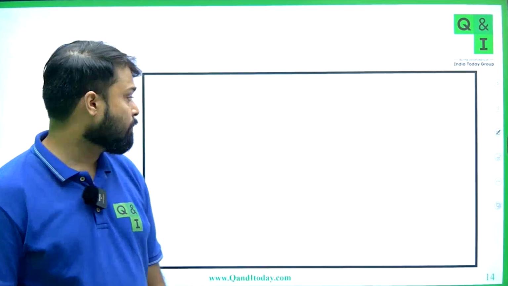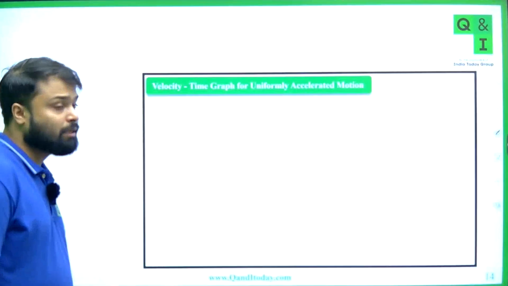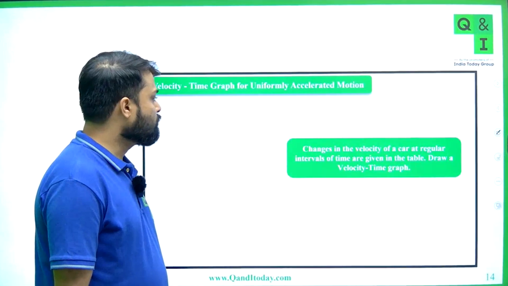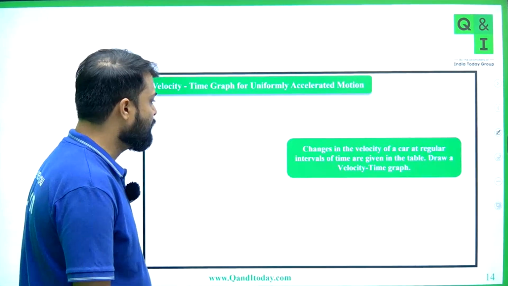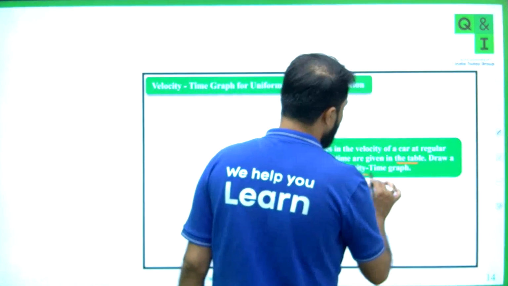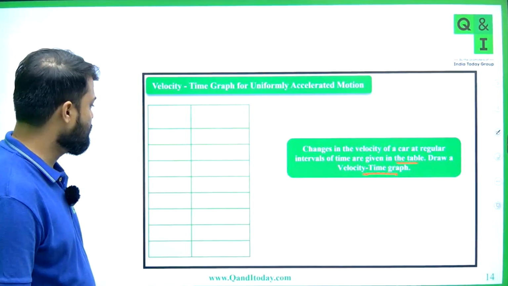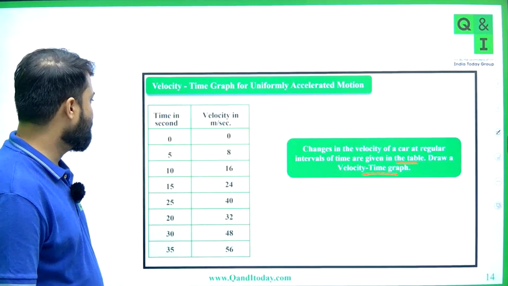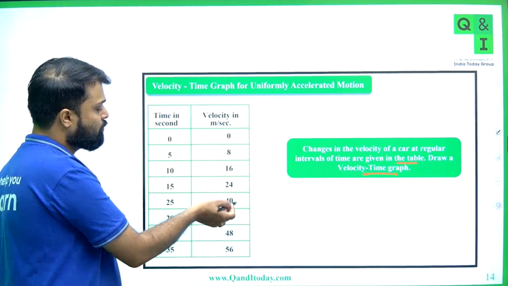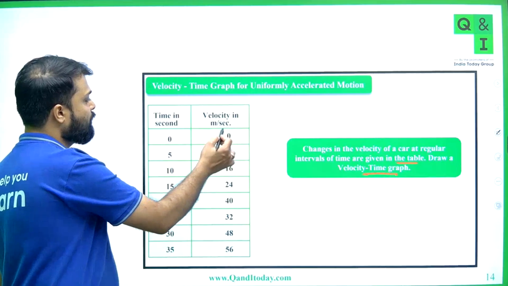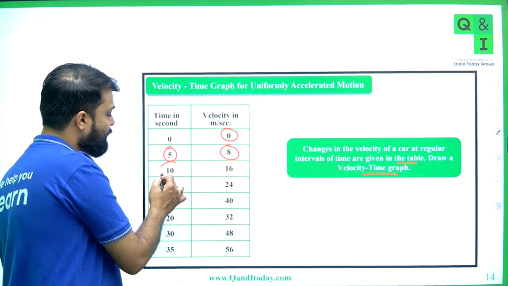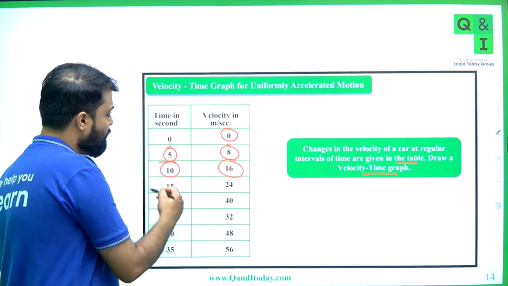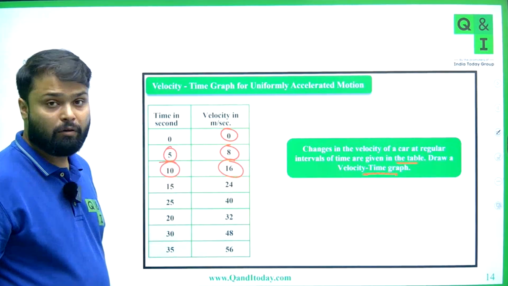Very good. Now we'll see the velocity time graph for uniformly accelerated motion. Let's say given that changes in the velocity of a car at regular intervals of time are given in the table, and we have to draw the velocity time graph. Suppose values are given in the table for different times, what is the velocity of the car? Initially the velocity of the body is 0 meter per second, after 5 seconds velocity is 8, after another 5 seconds velocity is 16. So for different intervals of time we have different values of velocity.